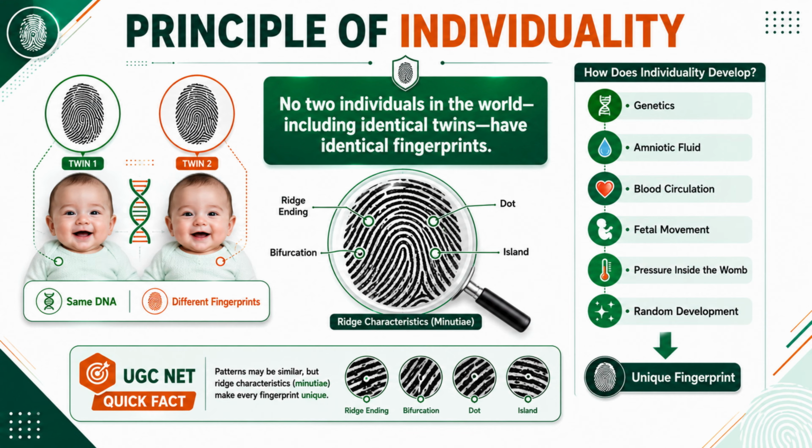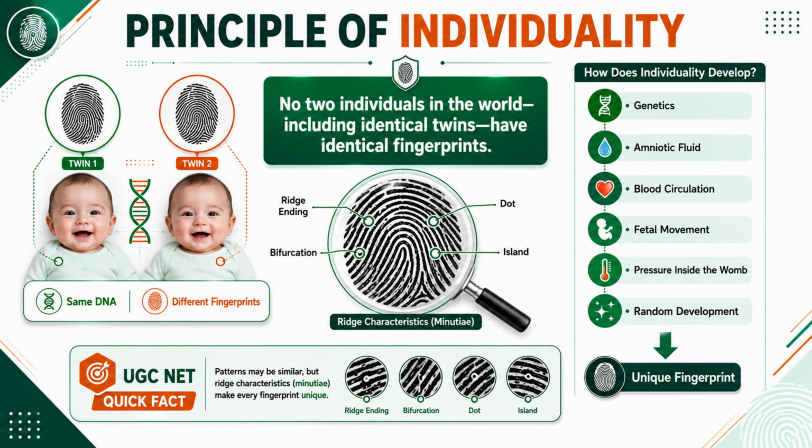But why is this true? To answer that, we need to understand how fingerprints develop. Fingerprint development begins before a baby is born. Around the 10th week of fetal development, tiny ridge formations start appearing on the fingers. Over the next several weeks, these ridges continue to grow and take shape.